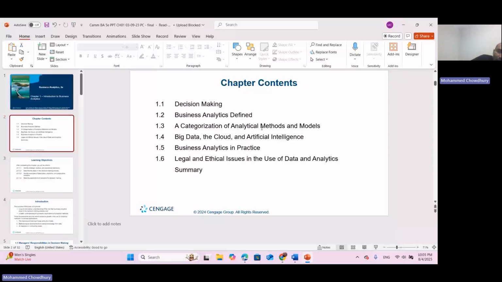Sections 1 to 1.6 cover the topics decision making, business analytics, a categorization of analytical methods and models, big data, cloud computing, and artificial intelligence, business analytics in practice, and finally, legal and ethical issues. That was defined by INFORMS, a professional organization, as well as the European Trade Commission, something like that.